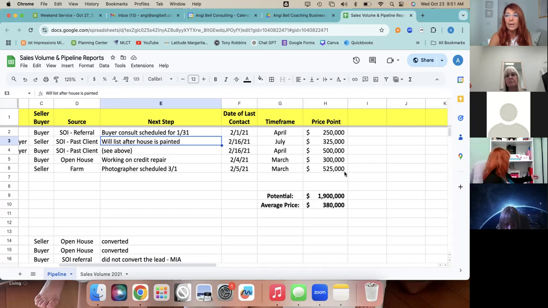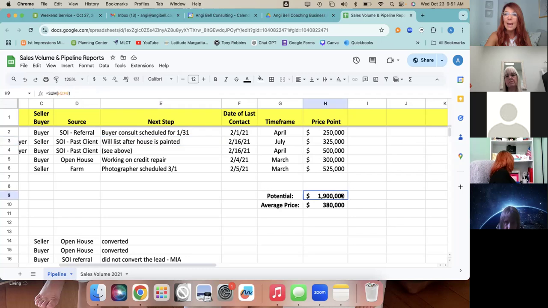And then the price point. Even if you only have a range, pick a number, because what's happening here is this is adding that up. So right now, I know your potential for this first quarter, oh, I'm sorry, your potential so far going into next year is 1.9 million.